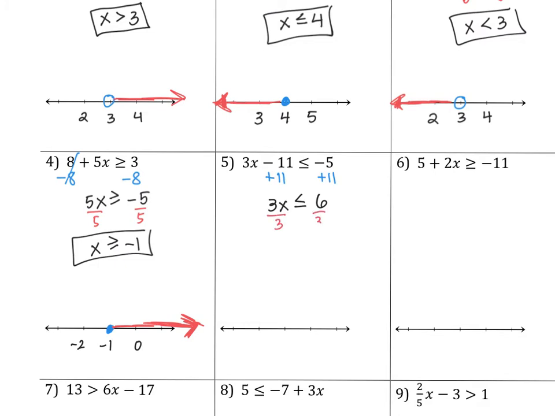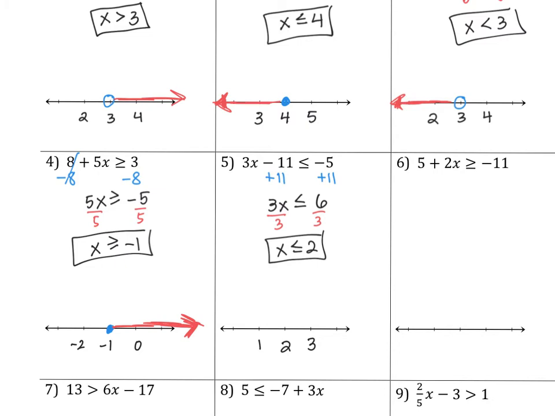Divide, divide, keep the x, the symbol. 6 divided by 3 is 2. Okay, that's good for solving. Now I'm going to graph because it's asking me to. So if this is 2, the number above it is 3, the number below it to the left is 1.